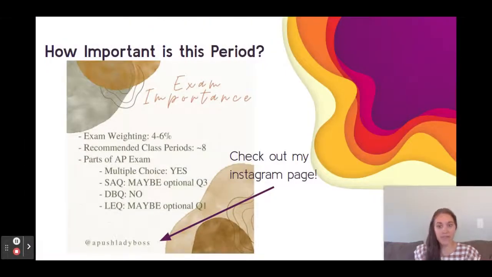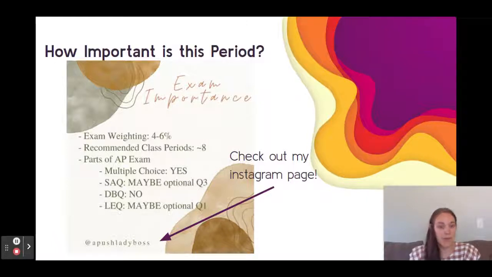Okay, so how important is this period? In reality, not. If you only care about the AP exam, then this is such a small fraction of it that if you feel like you're just getting started and maybe you didn't have the best habits, or maybe you're coming back to this period and you're like, wow, that was months ago, I don't quite remember, it's okay. There's really not a lot here that you have to know. It's only 4 to 6% of the total exam that is going to cover this period.